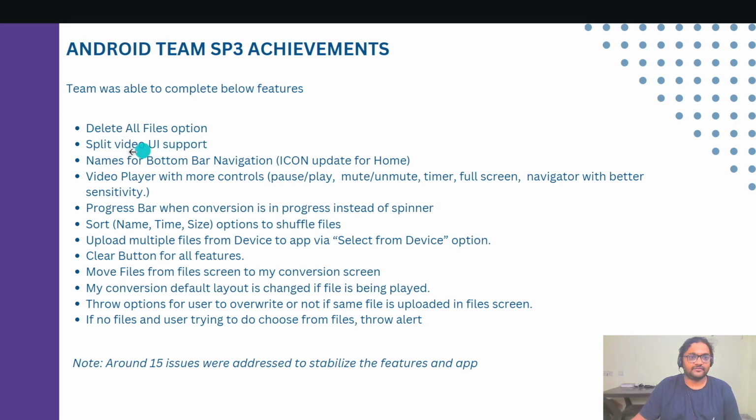And there is a split video. The backend is not implemented, but to ensure the UI is ready, we have made sure the split UI functionality is ready, at least the UI part. And for the bottom bar, earlier there were no names, but now you can see the names. And there is also an icon update for the home page. And the video player is now more sophisticated, in the sense it has pause, play, mute, unmute, timer, full screen, and navigation with better sensitivity. If you drag it forward and backward, it is much smoother now. And the main important thing which happened in the MultiMagix application is the progress bar.